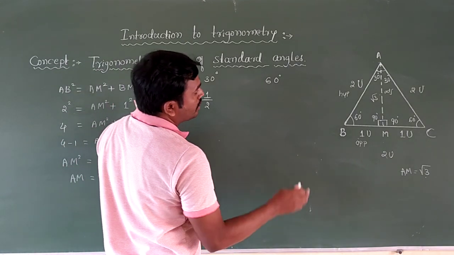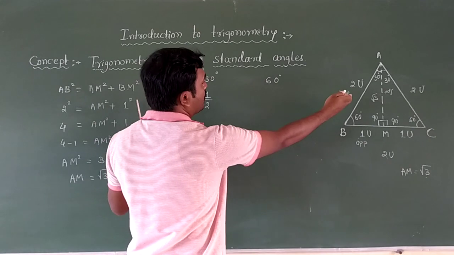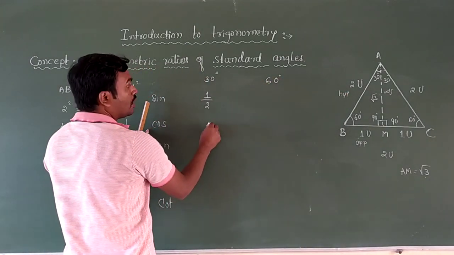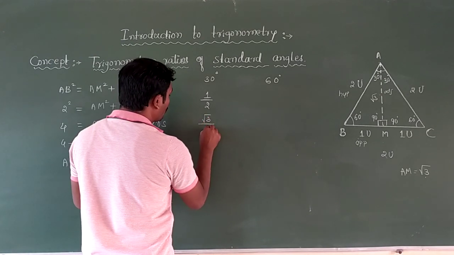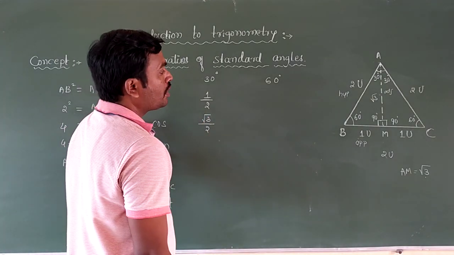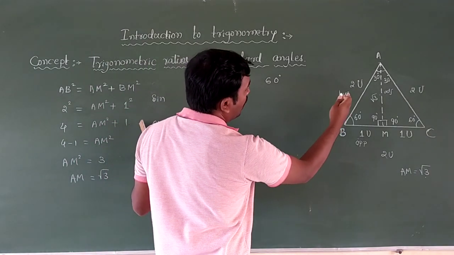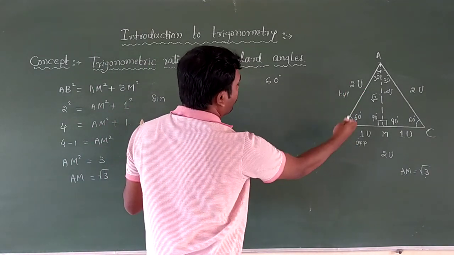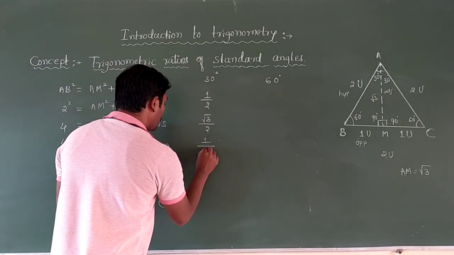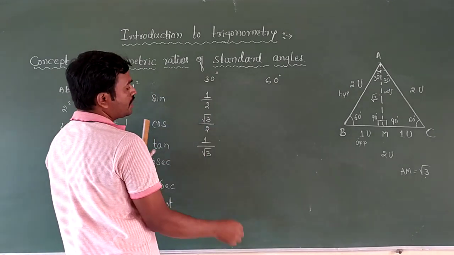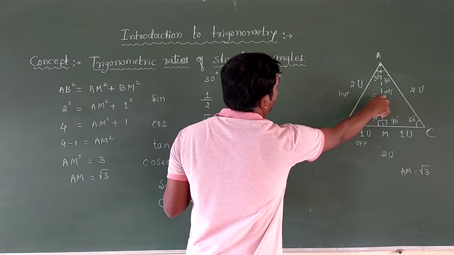Cos 30. Cos 30 is what? Adjacent divided by hypotenuse. Adjacent is root 3, hypotenuse is 2. So, it is root 3 divided by 2. Next, tan 30 degree is opposite by adjacent, 1 by root 3. So tan 30 degree is equal to 1 by root 3, that is opposite is 1, adjacent is root 3.